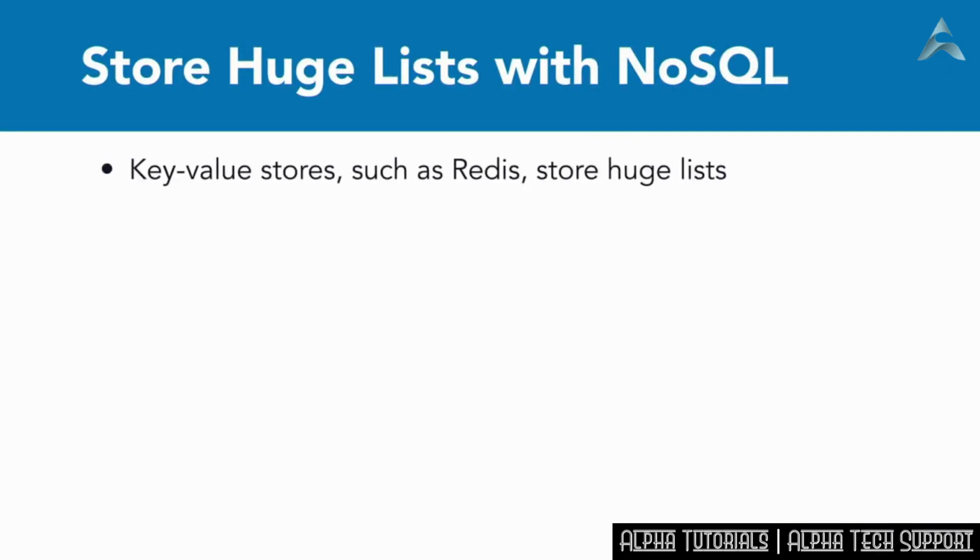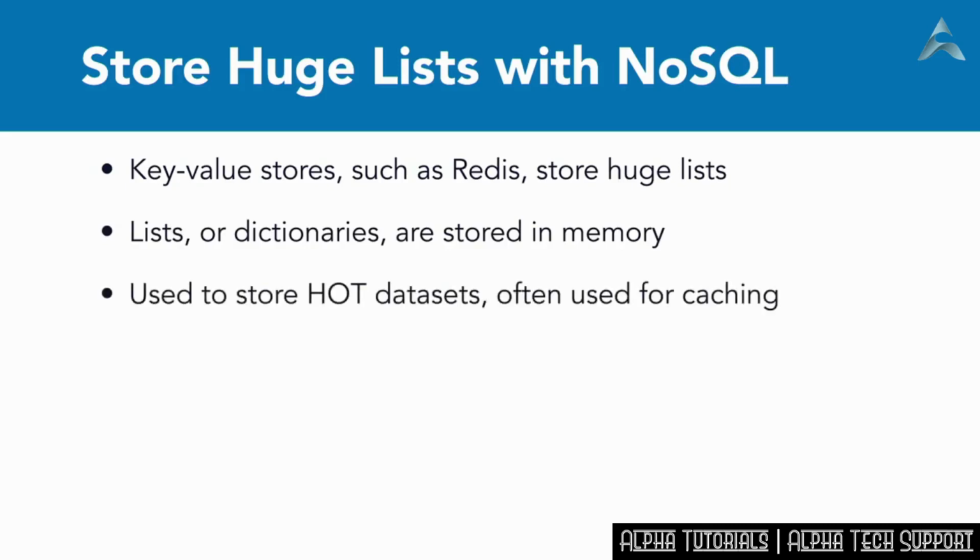So key value stores, such as Redis, there are others. I've worked with one called Aerospike, for example. They can store huge lists. And as the quote mentioned, the idea is in memory. So very, very fast. These lists, which are sometimes called dictionaries, are stored in memory by default, but can be configured to be persistent on disk. Of course, there's going to be a very significant performance cost to this.